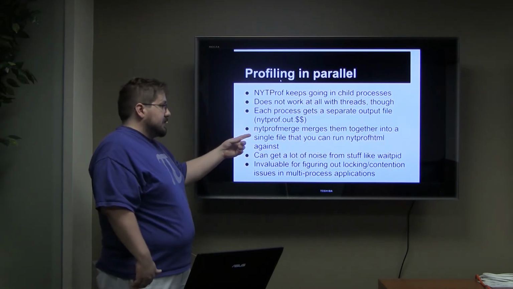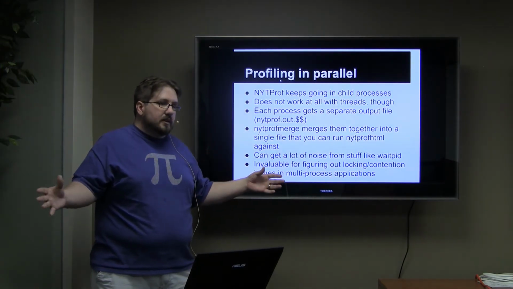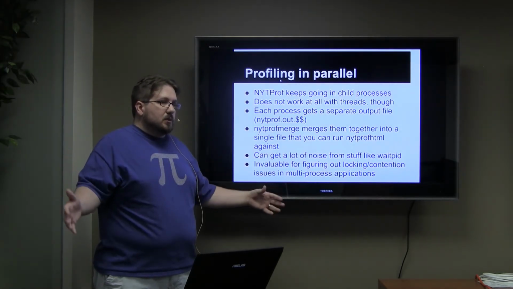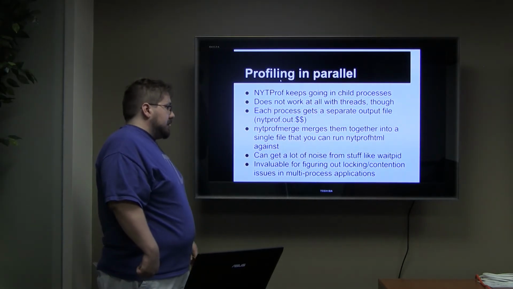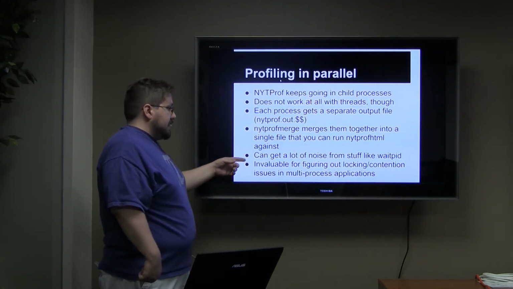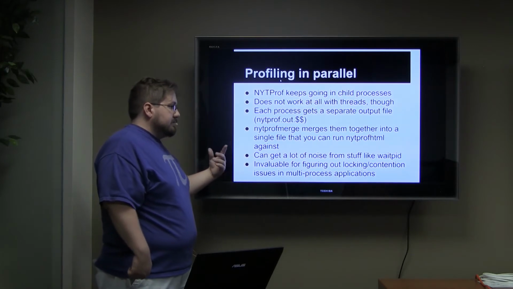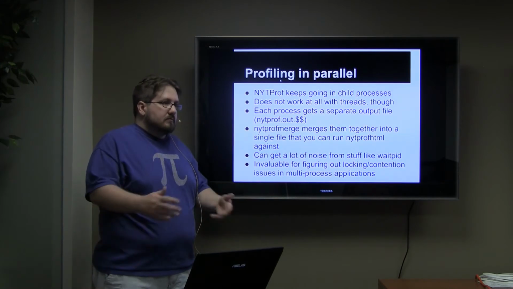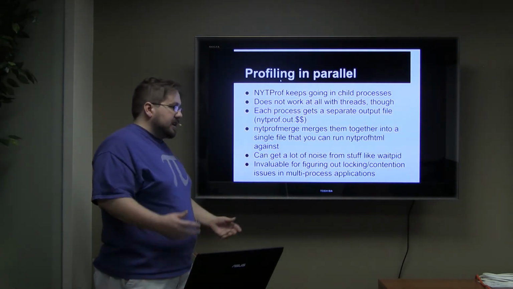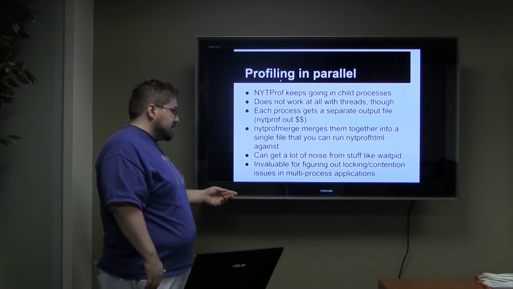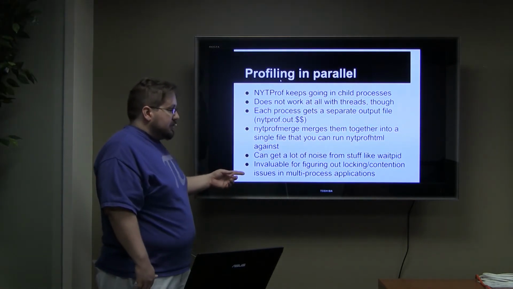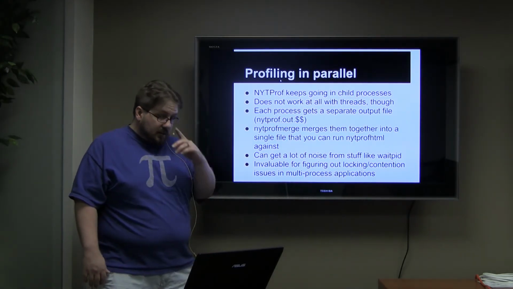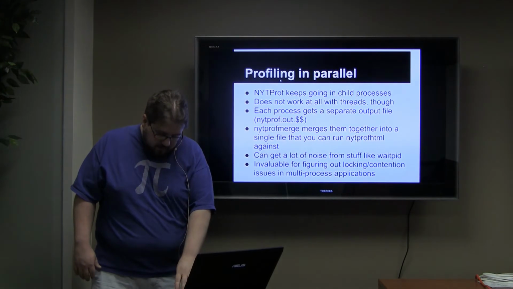Then there's a handy utility called nytprofmerge, where you can take all of those various per-PID files and it merges all the data together and gives you the total time it took for all processes combined. You can get a lot of noise from stuff. Your actual forking code, or if you're doing waitpid, will add extraneous information to your output, so you kind of have to figure out how to ignore that and get to the stuff you're looking for. But it's invaluable for figuring out locking and condition issues in multi-process applications. That's when I used it. And there's an example I'll show of that.